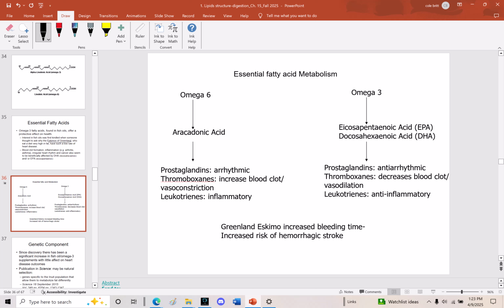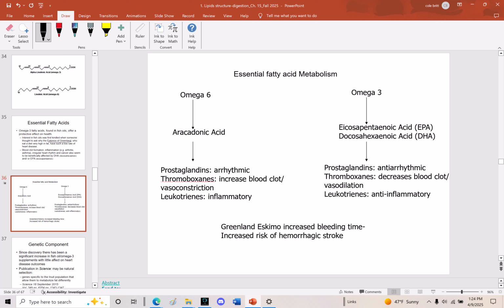And arachidonic acid makes these eicosanoids that are inflammatory and they increase blood clotting. And they're arrhythmic, which means they can affect the heart rhythm. Whereas omega-3s are anti-arrhythmic, so essentially they're going to help with the heart rhythm. They'll decrease blood clotting, and they're anti-inflammatory.